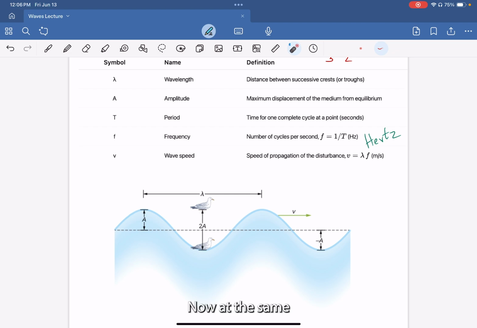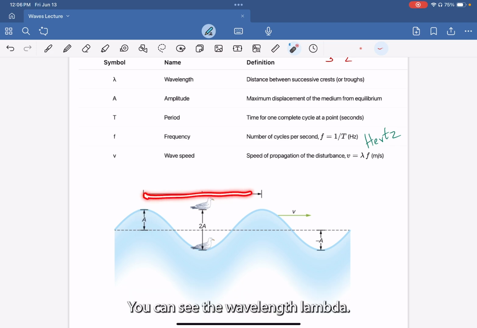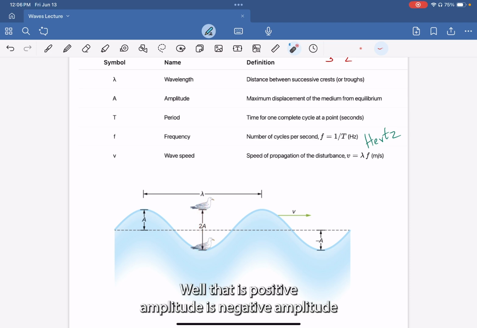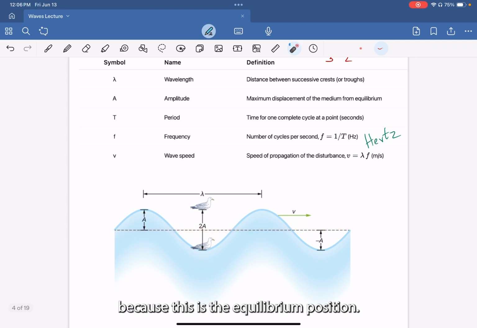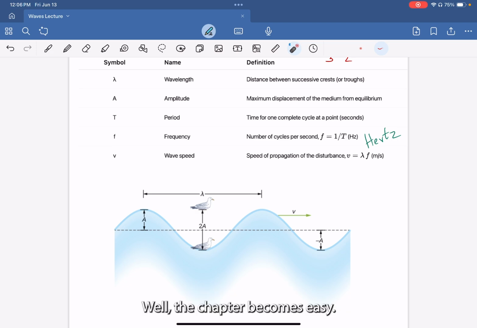Now, the same is demonstrated here in this diagram. You can see the amplitude, you can see the wavelength lambda. Of course, this is 2 times the amplitude. Well, there is positive amplitude, there's negative amplitude, because this is the equilibrium position. I'm going about this in detail, because only if you understand all this will the chapter become easy. If you try to fly through all this, then you're going to struggle.